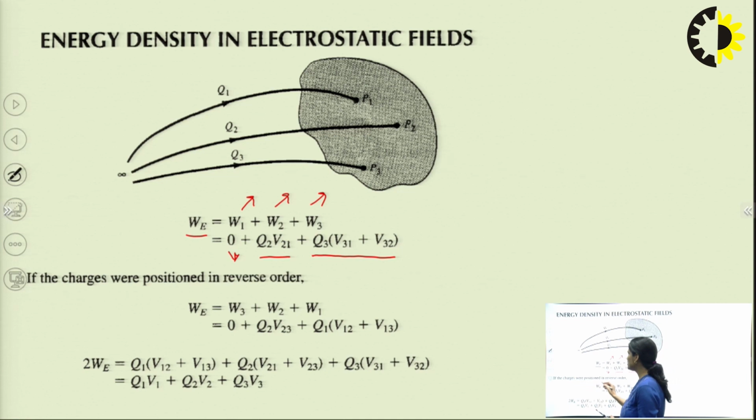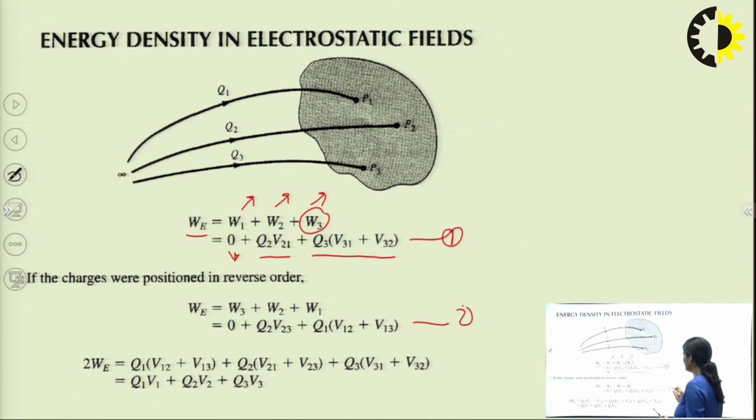Now here if the charges were positioned in reverse order, then you have to take W3 first, then W2, then W1. So WE you can find out in the reverse order, that is 0, Q2 V23 plus Q1 V12 plus V13. Now if you are adding this equation and this equation, then you will get here 2WE. So you have to add these values and you will get Q1 V1, Q2 V2, Q3 V3.